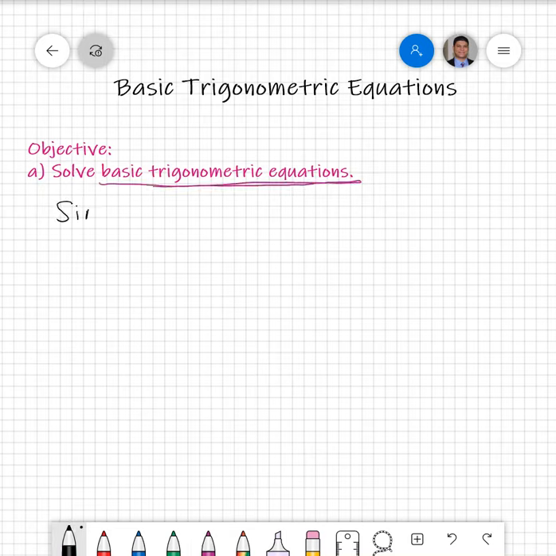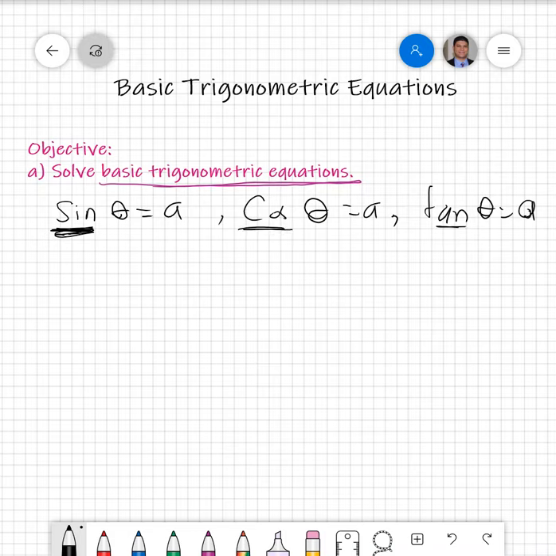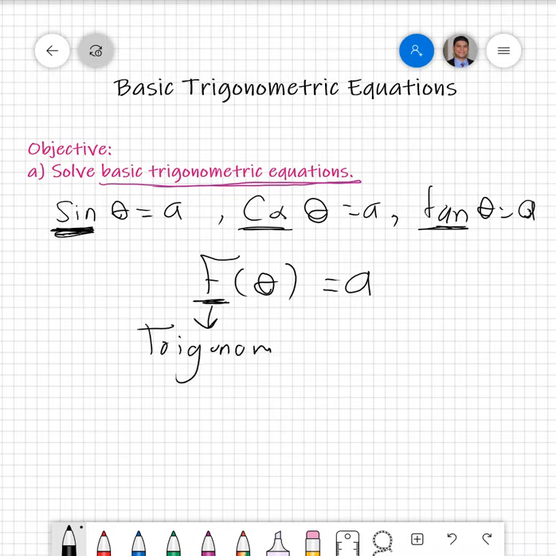Sine theta equal A, or cosine theta equal A, or tan theta equal A. That means only one trigonometric function equal, so f of theta equal A, such that f is a trigonometric ratio or function: sine, cosine, tan, cotan, secant, cosecant.